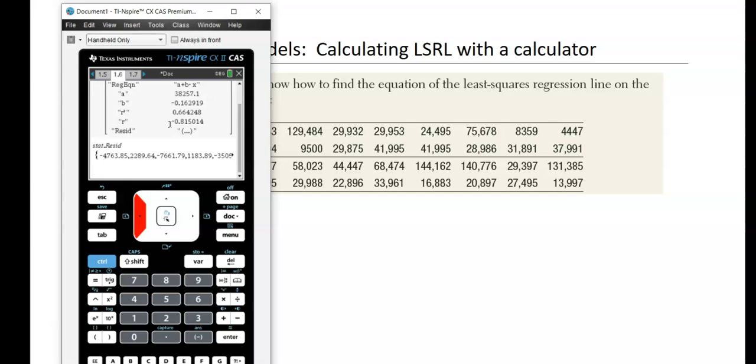But because the slope is negative, R has to be negative because it's going to have the same kind of association. So you have to look at the slope to find out whether it's positive or negative. But you can get it from that screen as well.